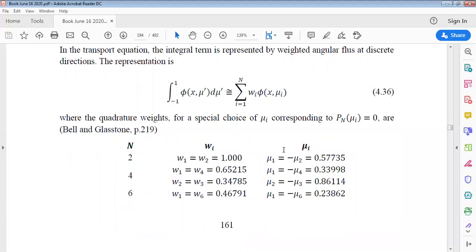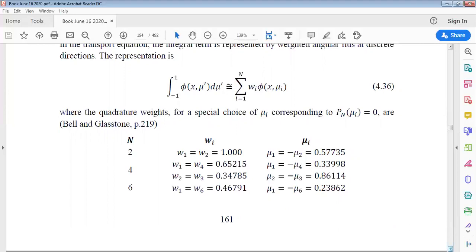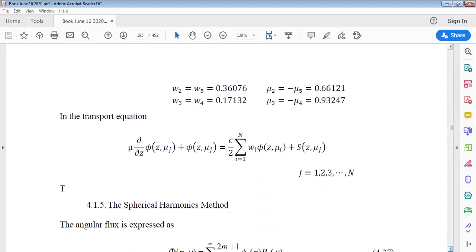Now I remember once I tried deriving these, and I think I got the mu1 and mu2. So maybe it's a worthwhile effort for students now to see how you get these quadratures. Before you do this, it's better to evaluate integrals using the Gaussian quadrature. So these are the discretized angles, and these are the discretized weights. That's how you convert from a continuous problem to a discrete problem.